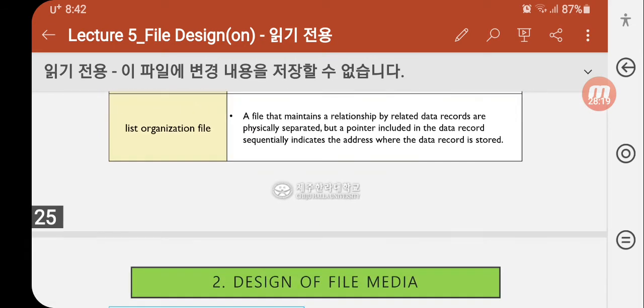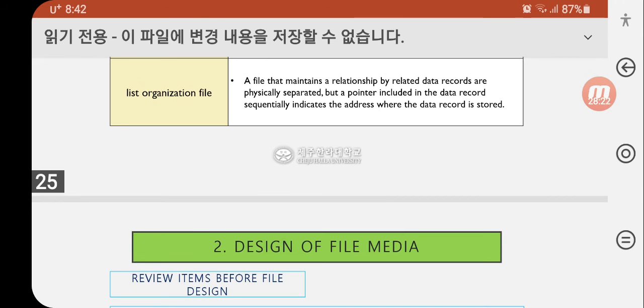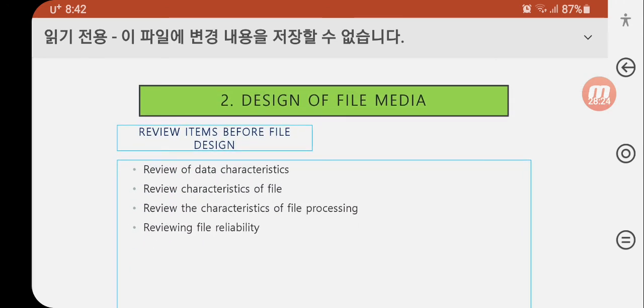Reviews items before the file design. Data characteristics, file characteristics, file processing characteristics, and file reliabilities.